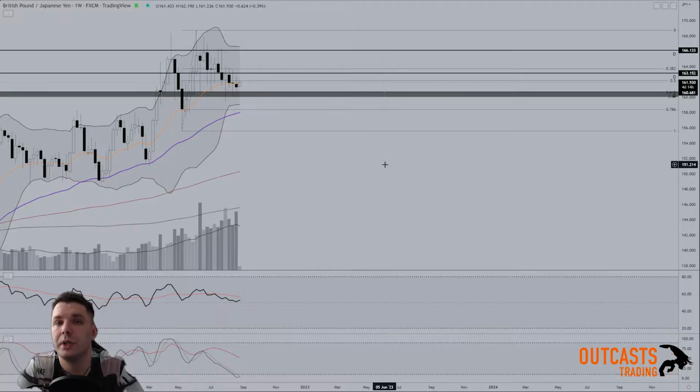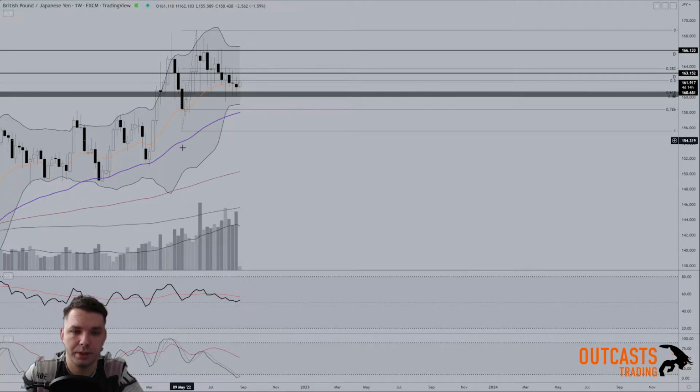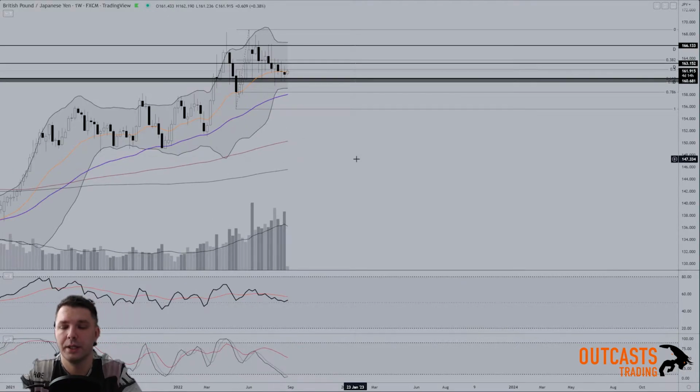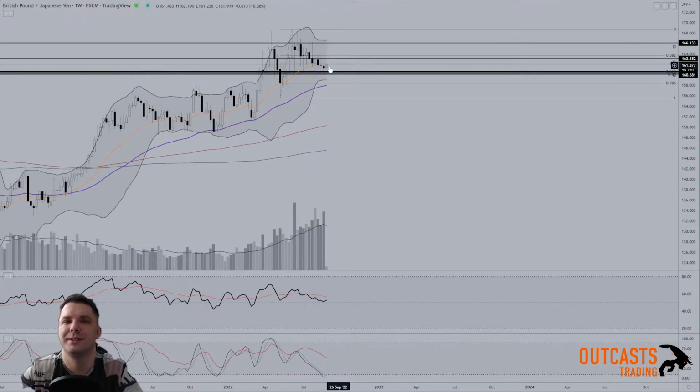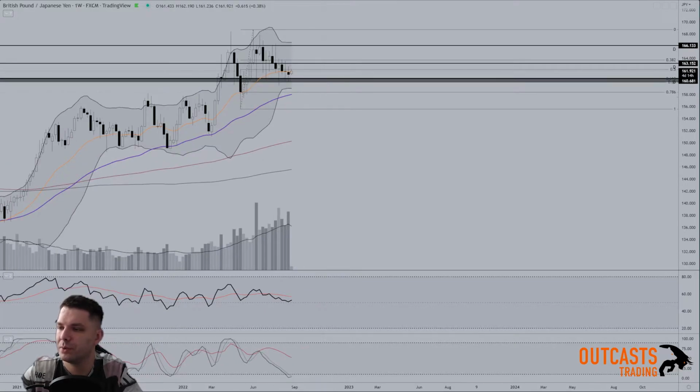Okay, GBP USD. Here we have a simple story. We were looking at the weekly 21 EMA last week, two weeks ago and three weeks ago. It closed its first weekly below the 21 EMA since February 2022. What does it imply? Not much yet. It is still in the support zone of the weekly 21 and 55 EMA.